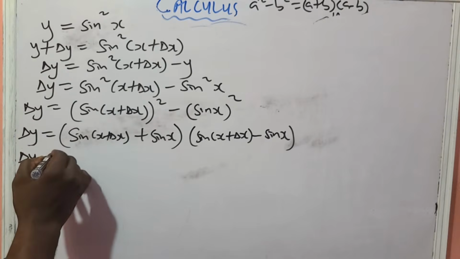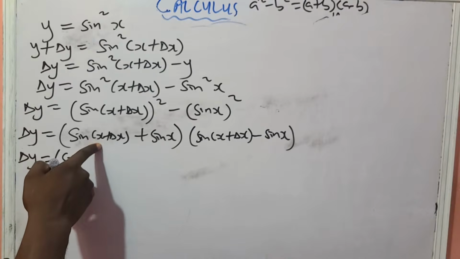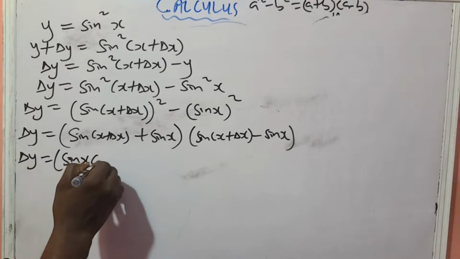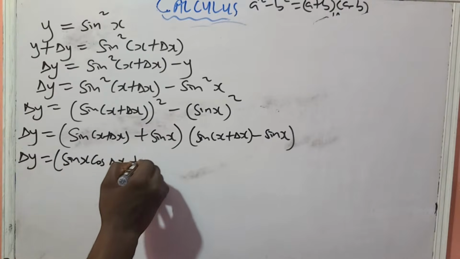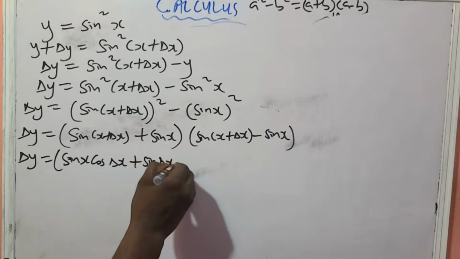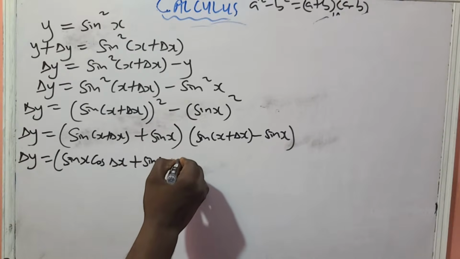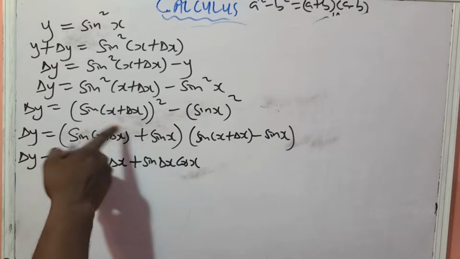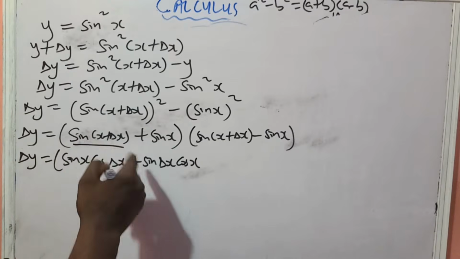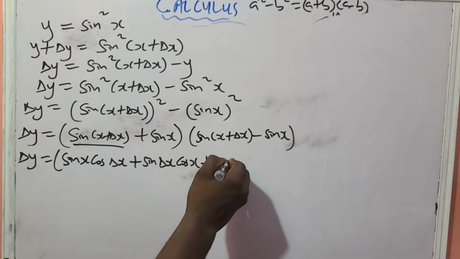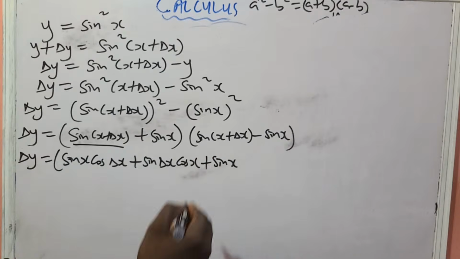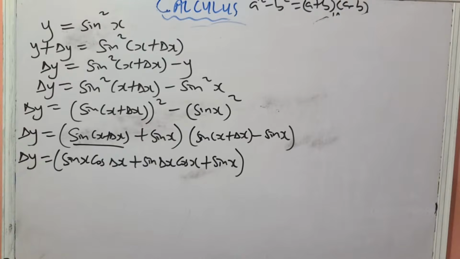Well, I would change this up to sine. This will be sine x cos change in x, then plus sine change in x, then cos x. That's just for this one. Just for this one is what we have here. Then I now add this plus sine x. All right, you see that.